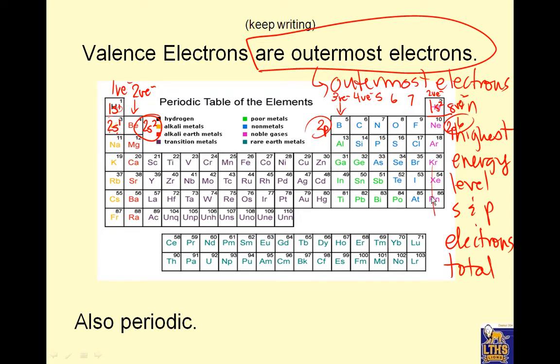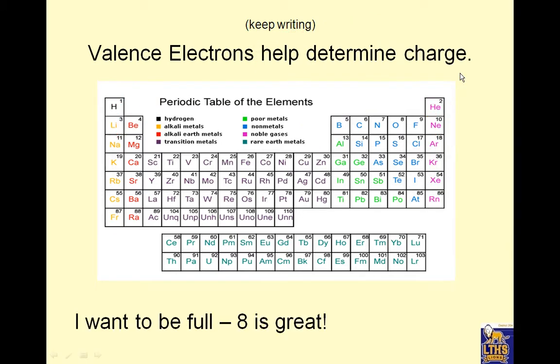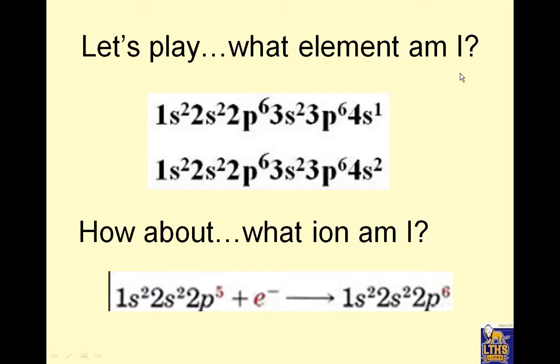So all of the elements starting with neon and going down, those noble gases, have 8 outer electrons because their 2s sublevel is full and their 2p sublevel is full, for a total of 8. Okay, so we'll keep working on that. Valence electrons help us determine charge. Remember, 8 is great, and we'll get to that soon.